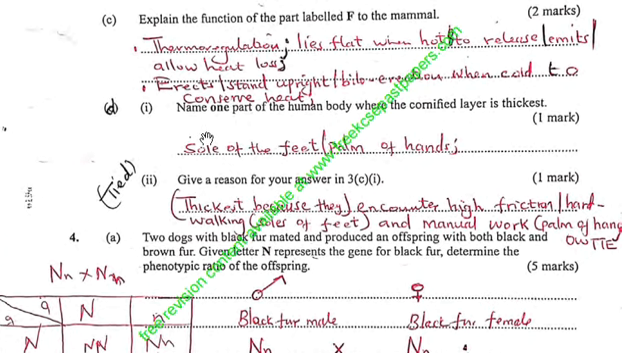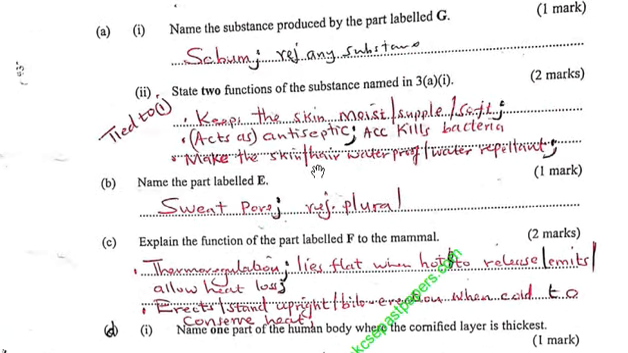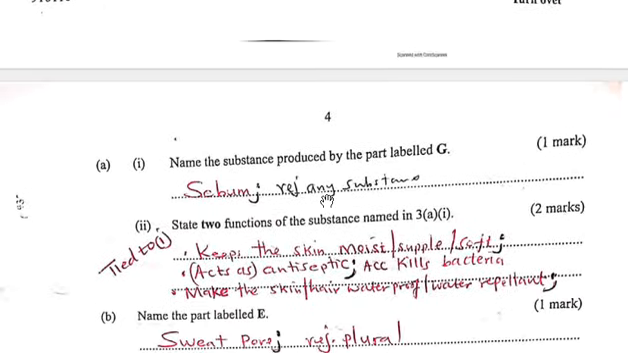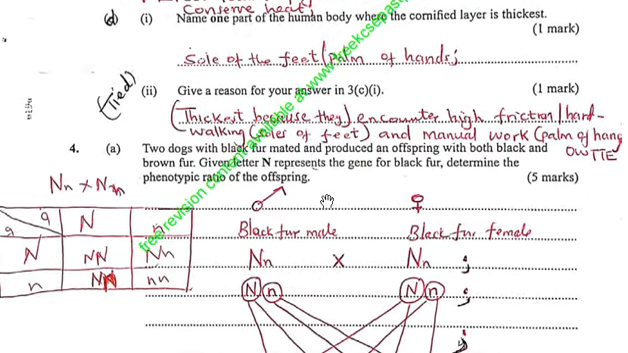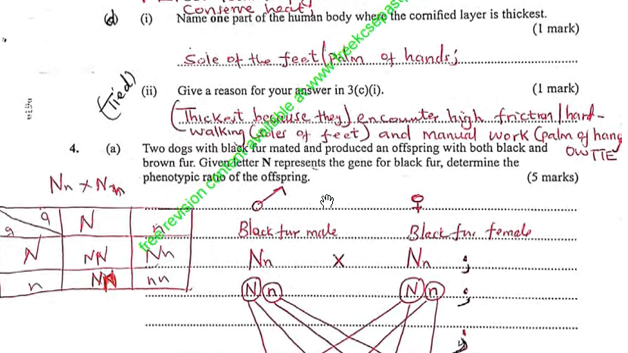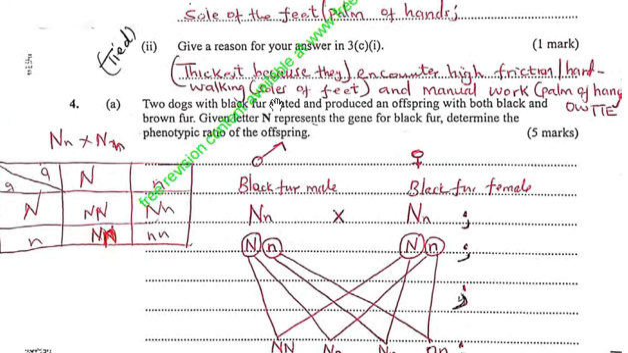Part D, Roman 1. Name one part of the human body where the cornified layer is the thickest, and the cornified layer is the outermost layer here. They're asking where it is the thickest, and it is the thickest where there is a lot of friction, and that is on the sole of the feet and palm of the hands. Give a reason for your answer. It is thickest because the palm of the hand and the sole of the feet encounter high friction, and manual work on the palm of the hands. We have a lot of manual work being used by the hands.